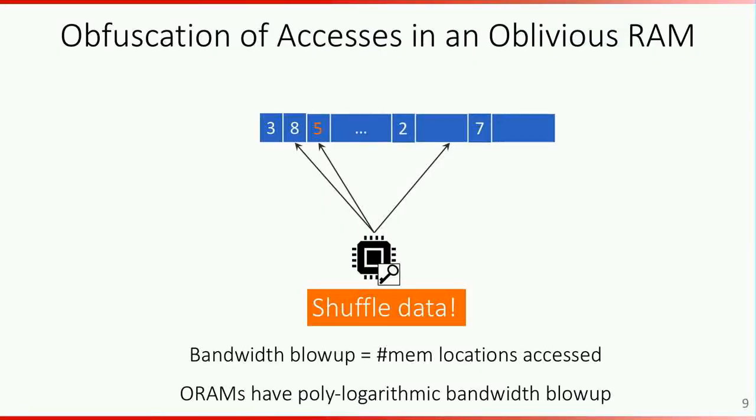memory location you're accessing. And because you're making these obfuscating accesses and shuffling data, you actually end up touching more memory locations than you need. And one key metric that you're trying to reduce in an Oblivious RAM scheme is bandwidth blowup, or the number of memory locations that is being accessed. And typical Oblivious RAM schemes have a polylogarithmic bandwidth blowup.